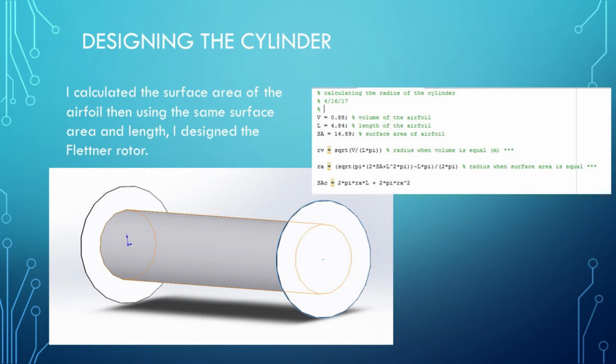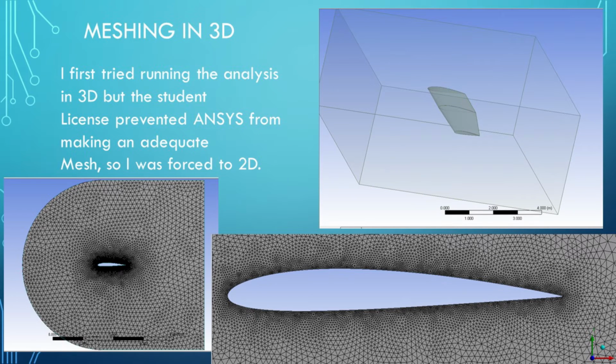I calculated the surface area of the airfoil, then using the same surface area and length, I designed the Flettner rotor. I first tried running the analysis in 3D, but the student license prevented ANSYS from making an adequate mesh, so I was forced to 2D.